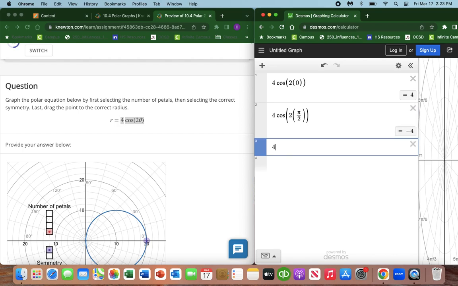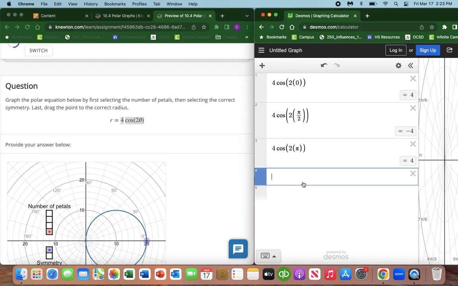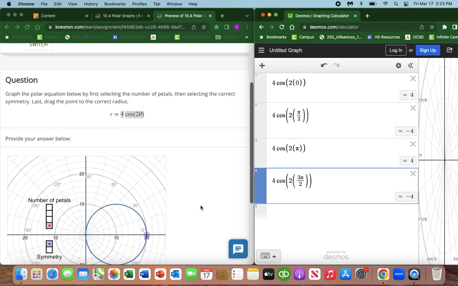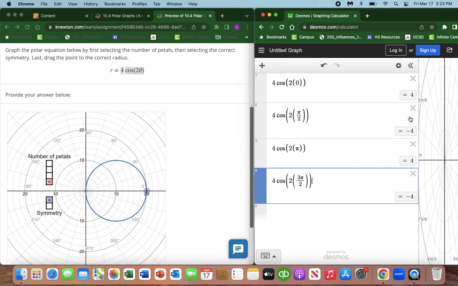And then we're going to say 4 cosine of pi, so 2 times pi. And then 4 cosine of 2 times 3 pi over 2. And so what we get here is we're getting 4 when we're at 0. So let's go ahead and mark this. And we have how many petals? I said earlier we had 4 petals. So we need to increase the number of petals.